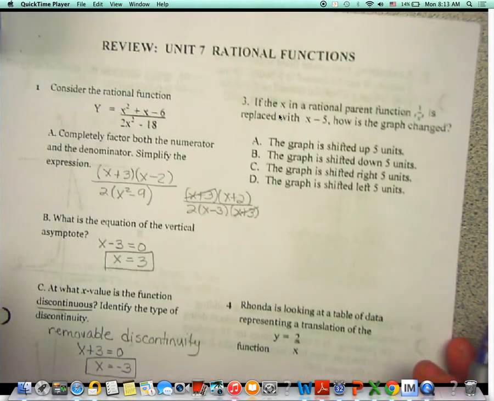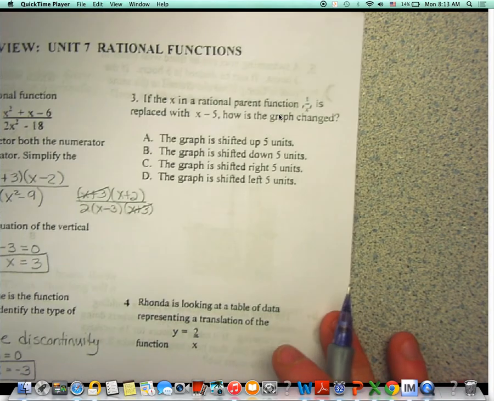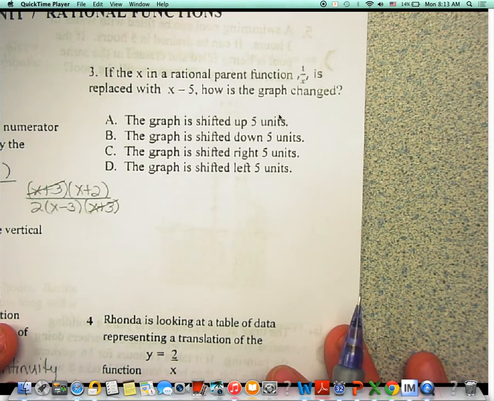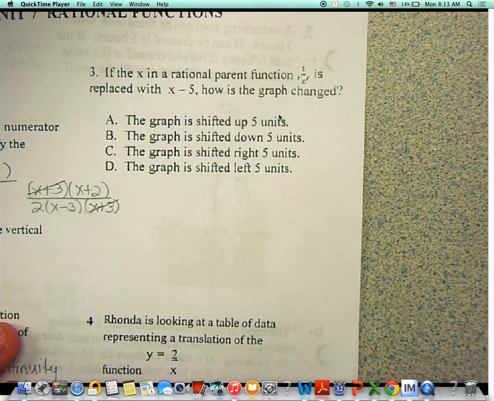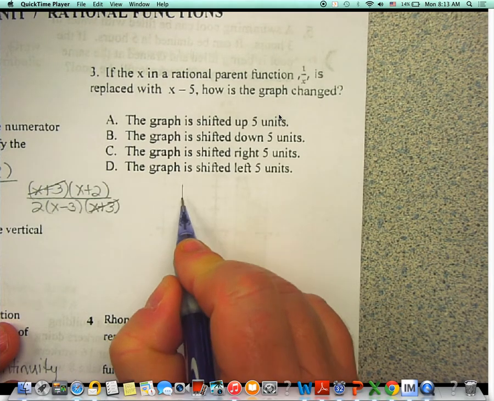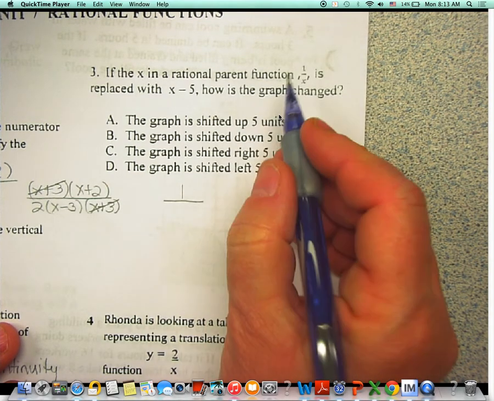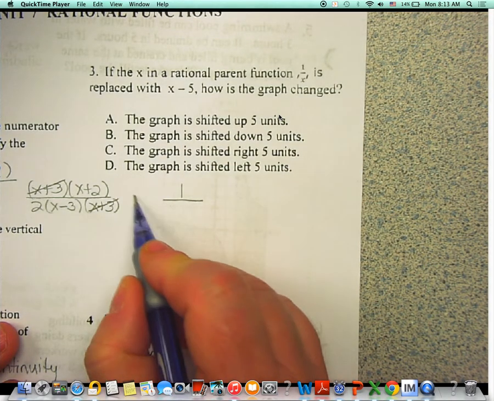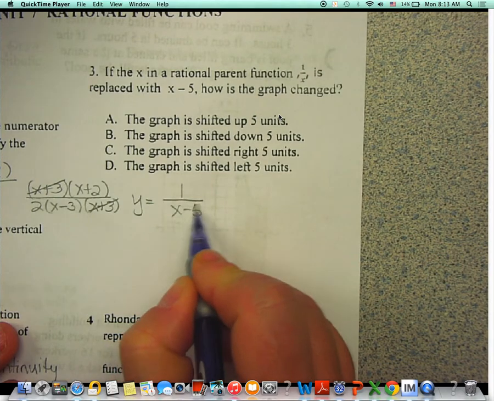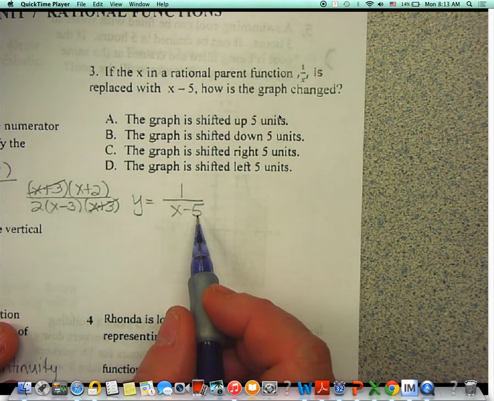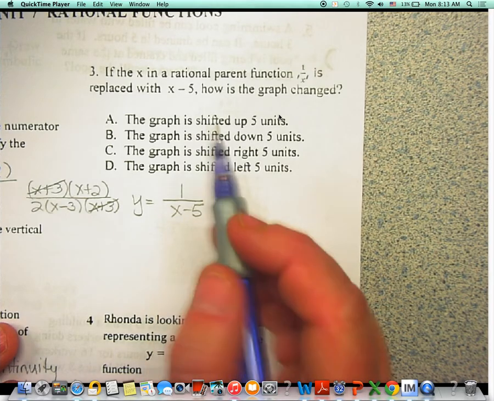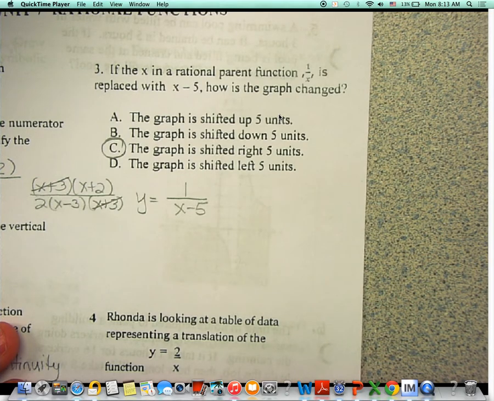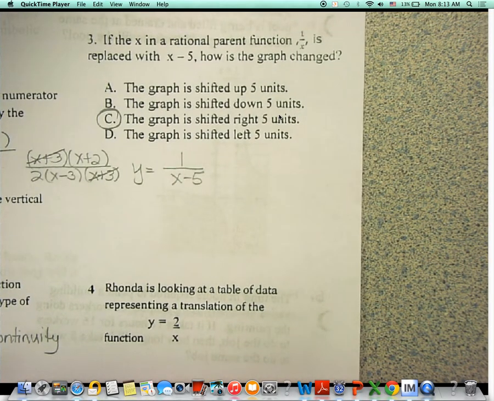Okay, number 3. If the x in a rational parent function 1 over x is replaced with x minus 5, how is the graph changed? So the equation would be 1 over what? We replaced x with x minus 5. So 1 over x minus 5, right. Okay, so what does that minus 5 do to it? See, the graph is shifted right 5. Yes, correct. When it's down there with the x, it shifts it left and right, and it's always opposite. Minus 5 would be right 5.